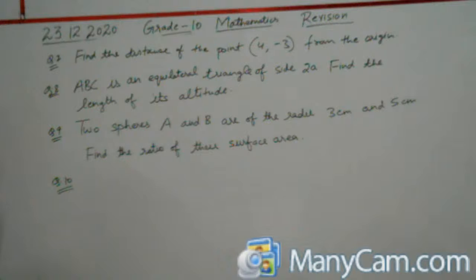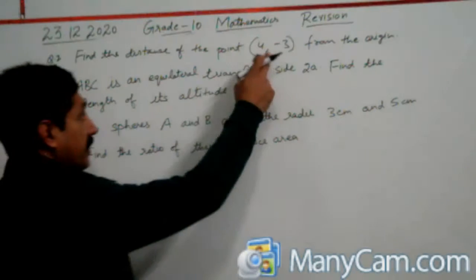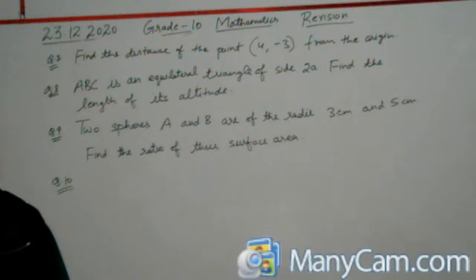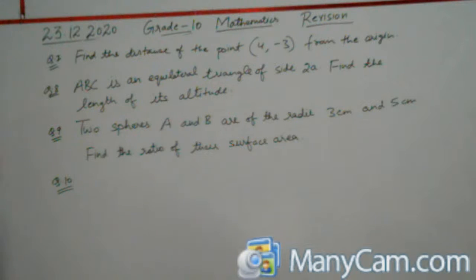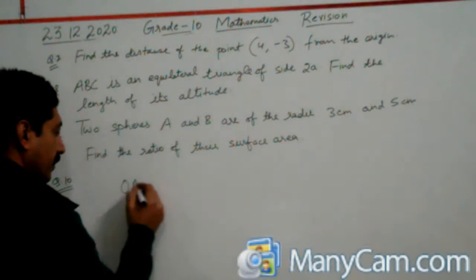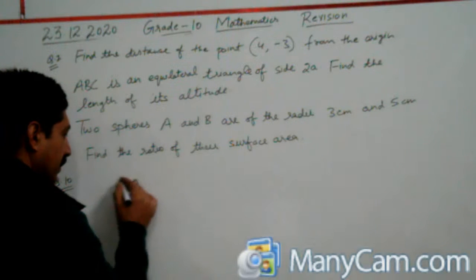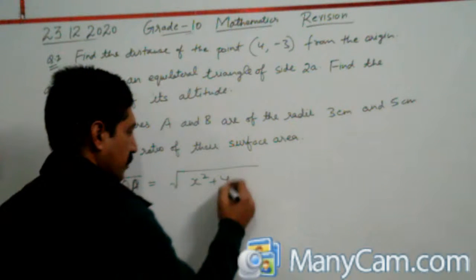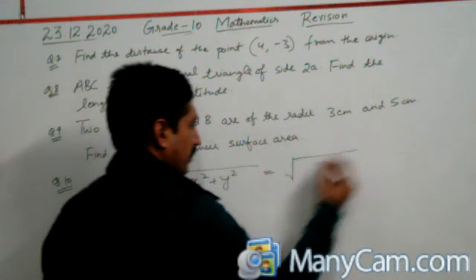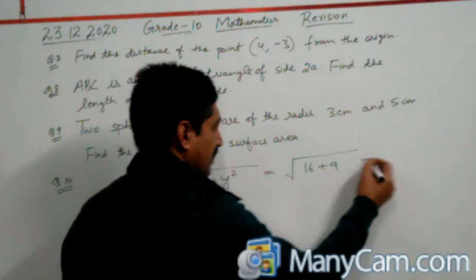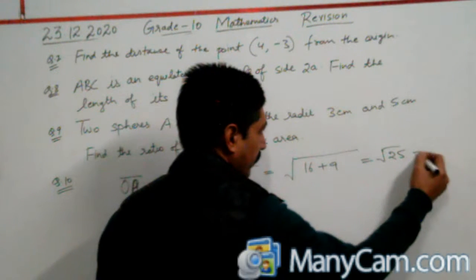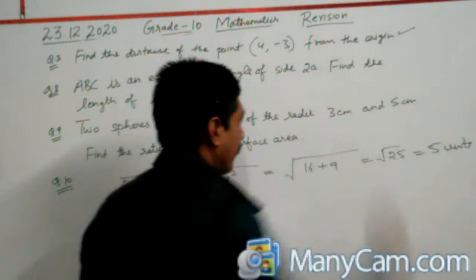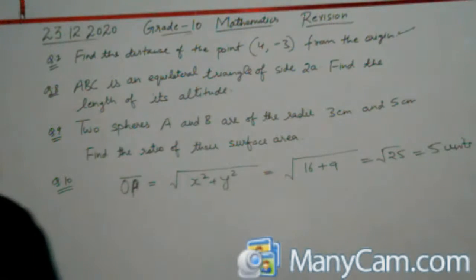So here in the seventh question, the distance of the point 4, minus 3 from the origin. We know that for a point P, the distance OP is equal to under root x square plus y square. So here 4 square, that is 16, plus 9 is equal to under root 25. Under root 25 is 5 units, which is the answer. The distance from the origin is 5 units. Next one.